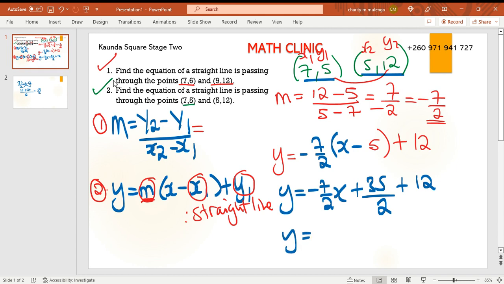Therefore, the equation of this straight line is y = negative 7 over 2 x plus 59 over 2, and that is our answer.